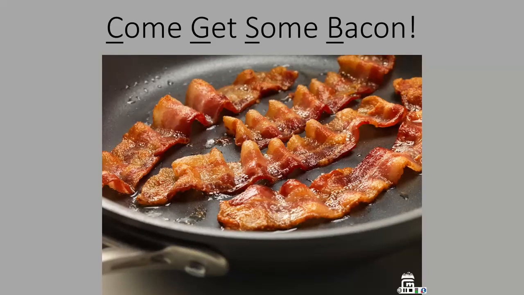So how do you remember what the order of those is? Well, come get some bacon. Everyone remembers bacon. So this is the order of those layers from the most superficial, the stratum corneum, to the most deep, the stratum basale. Come, corneum, get, granulosum, some, spinosum, bacon, basale.